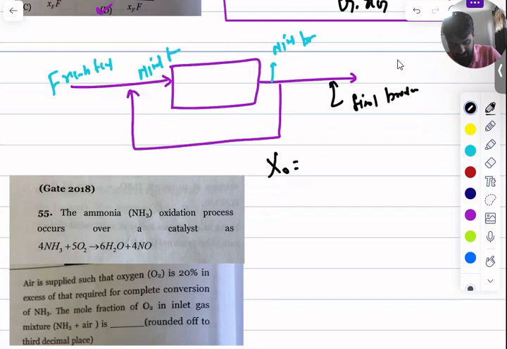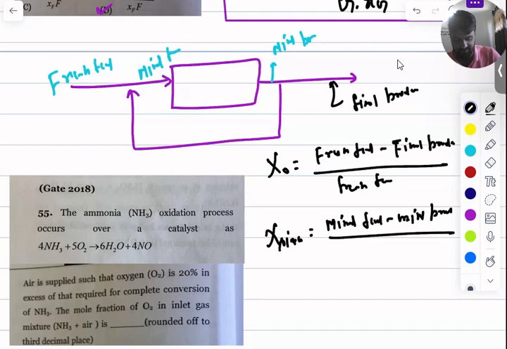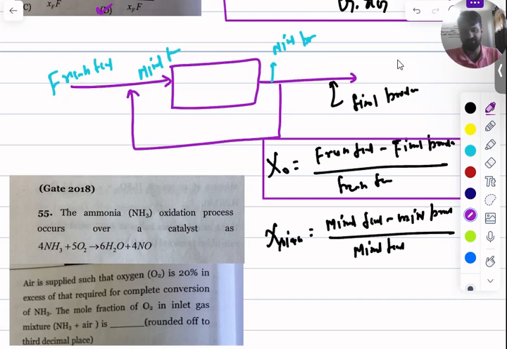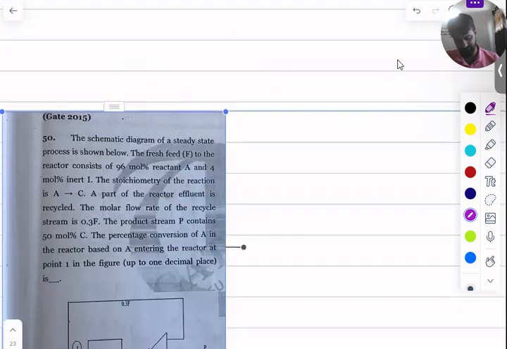So X overall can be written as fresh feed minus final product divided by fresh feed, and X single pass can be written as mixed feed minus mixed product divided by mixed feed. So the question that has been asked here was only based on the formula. But again, if any questions are coming from this concept, you are supposed to calculate some numerical answer, right?